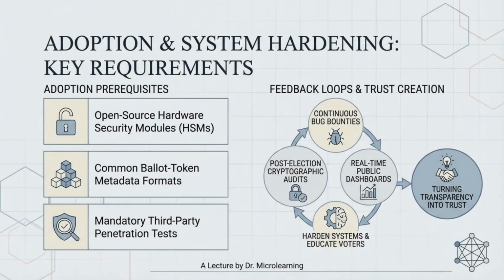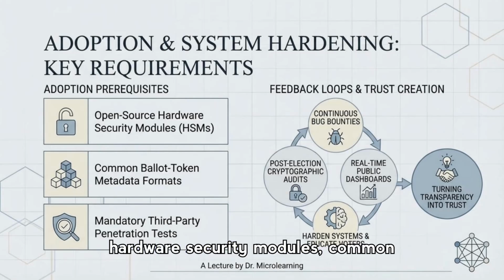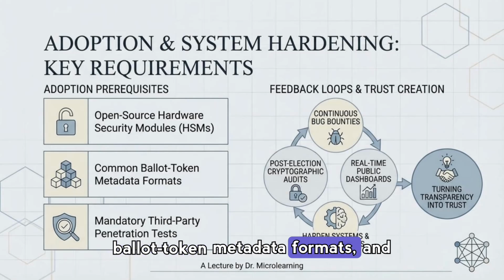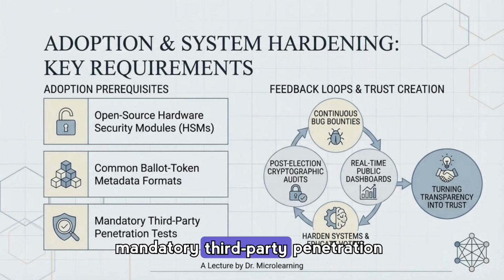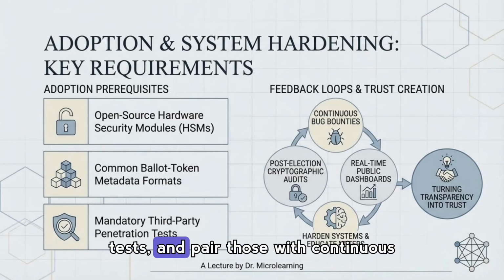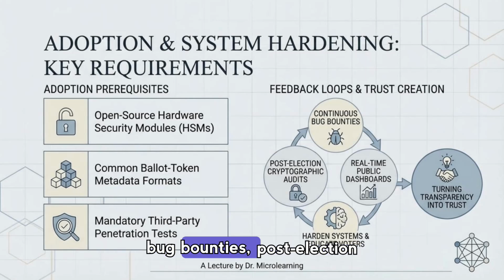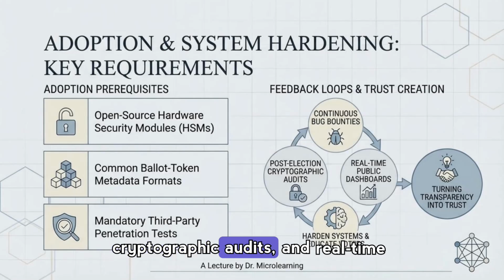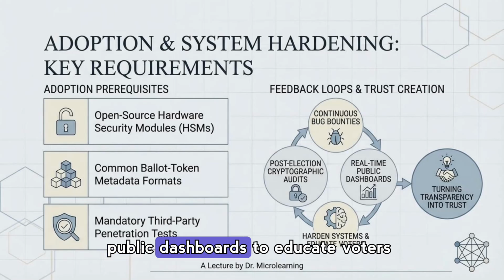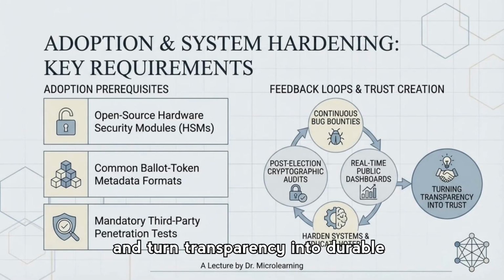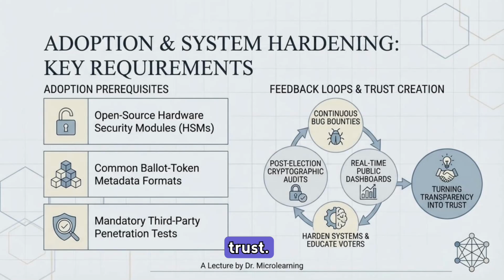Adopt open-source hardware security modules, common ballot token metadata formats, and mandatory third-party penetration tests, and pair those with continuous bug bounties, post-election cryptographic audits, and real-time public dashboards to educate voters and turn transparency into durable trust.